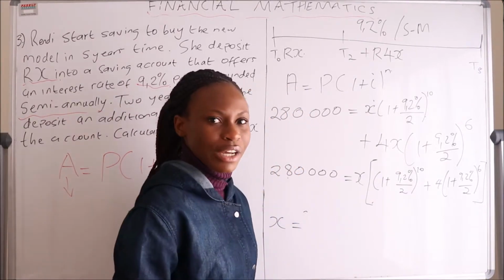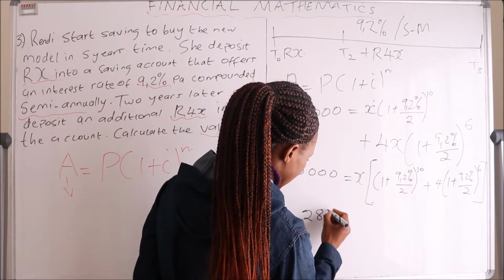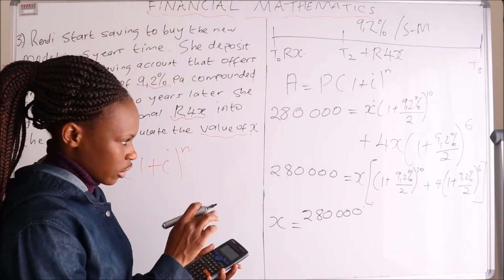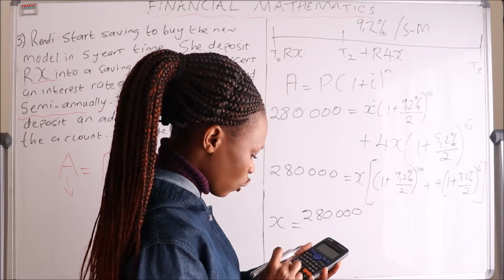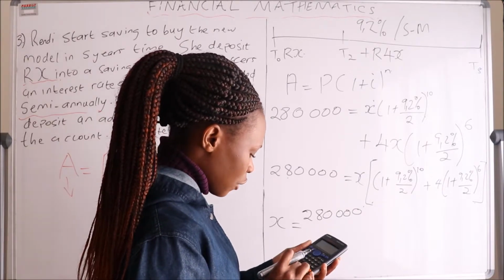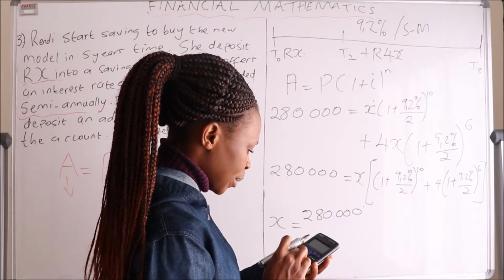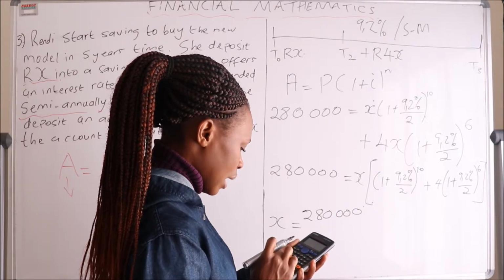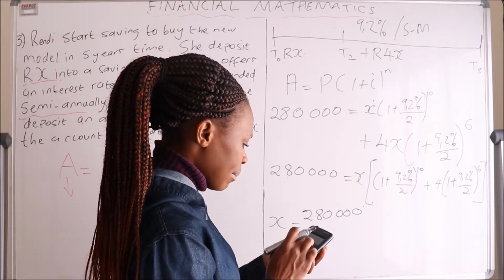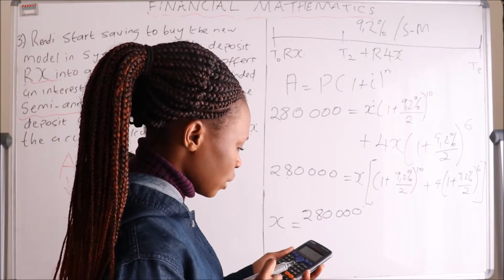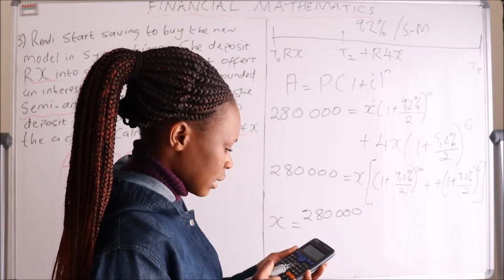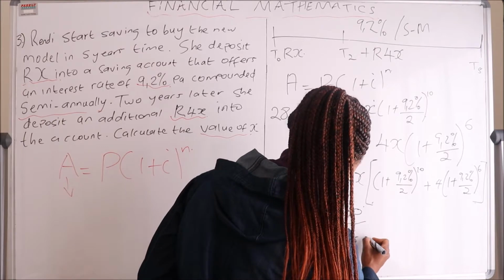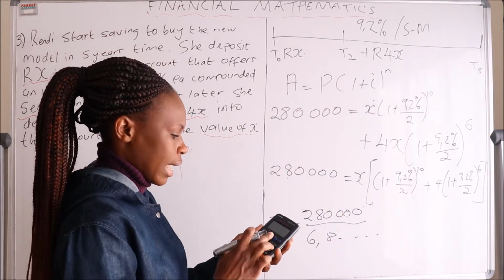Then here, to have our X as the subject of the formula, it will be 280,000 divided by whatever I will find from doing a calculation from that bracket. So it will be 1 plus 9.2% divided by 2 to the exponent of 10, and that will be plus 4 into 1 plus 9.2% again divided by 2. Remember, this has been compounded semi-annually, to the exponent of 6. Alright, and the answer is 6.8, going on and on. So I will store it at A again.